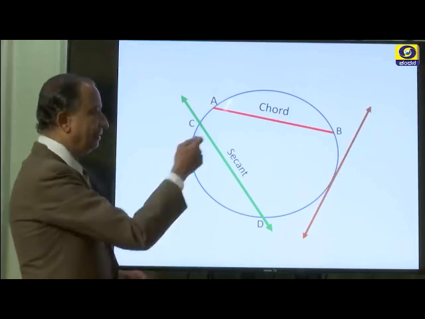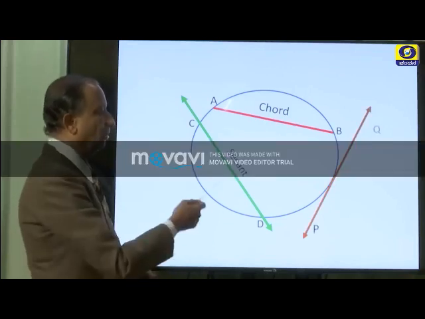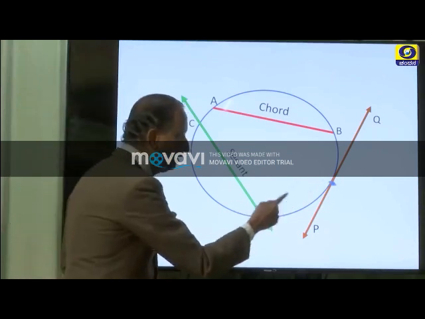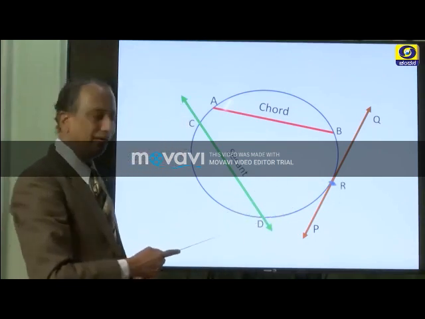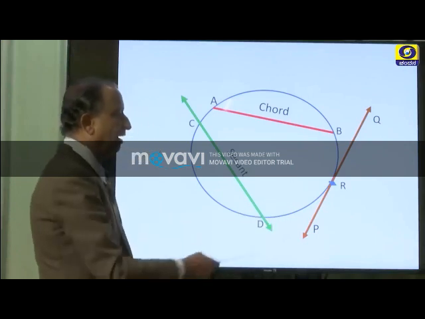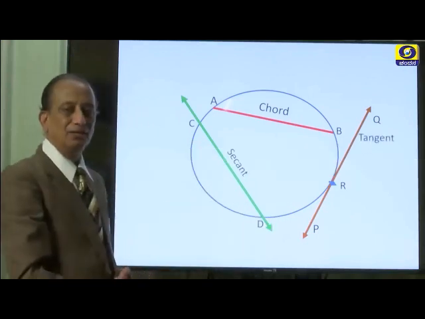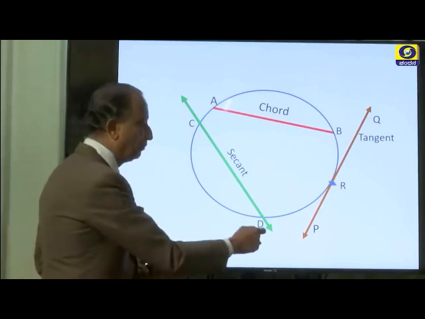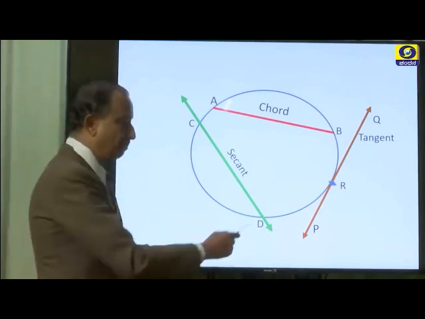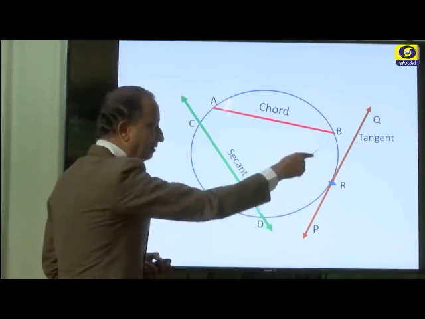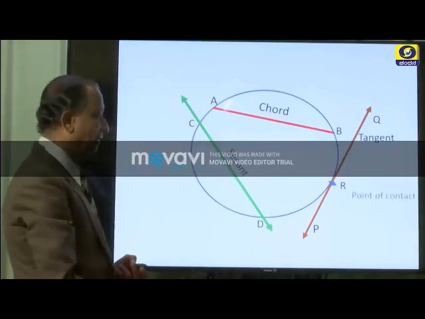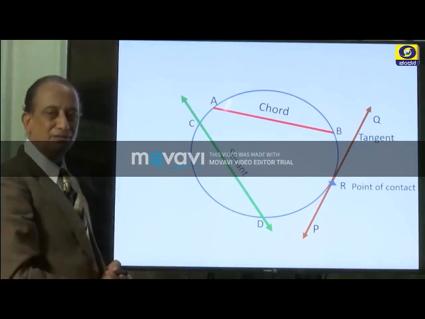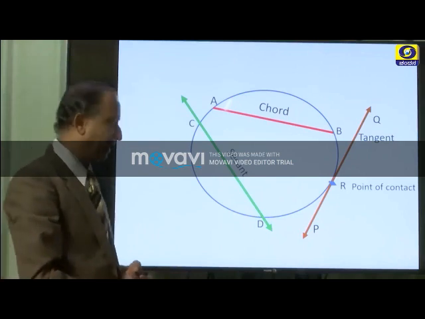S-E-C-A-N-T. Here is another straight line called say PQ, which is touching the circle at only one point. Here it is R, and this straight line is called the tangent. So, today we are going to understand 2 important fundamental theorems on this tangent, and this point is called the point of contact.